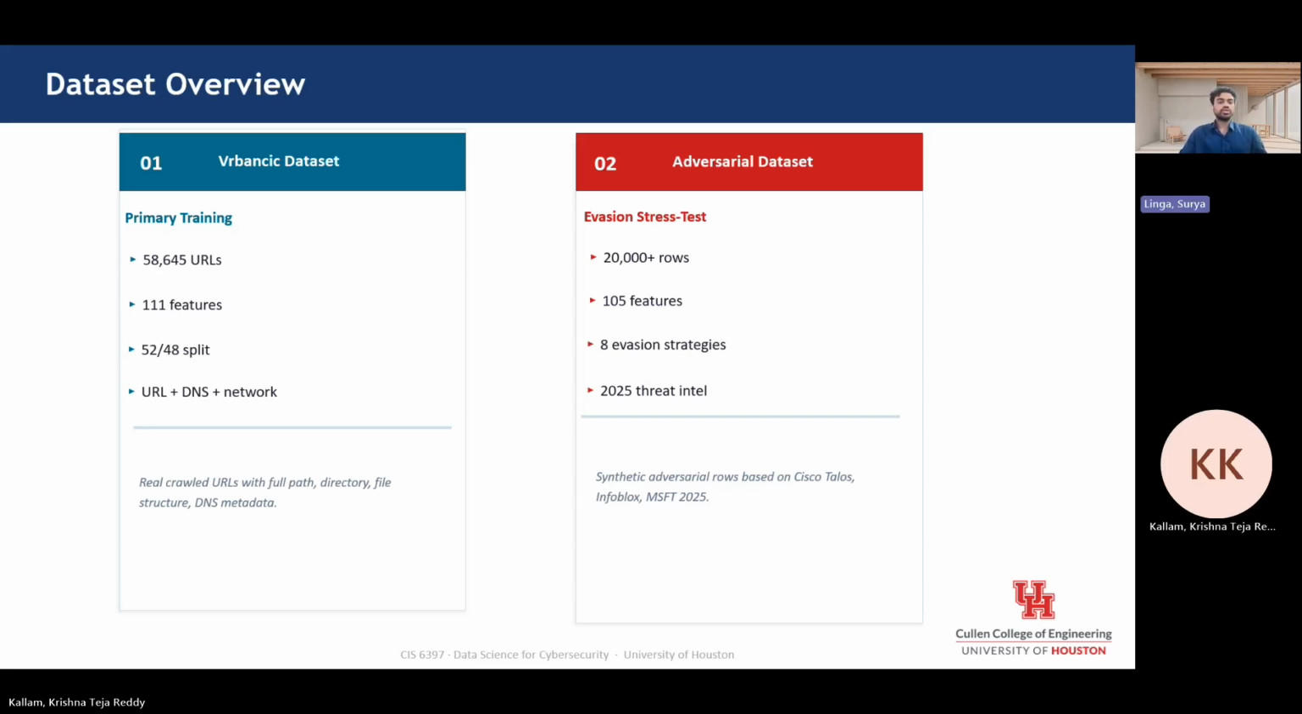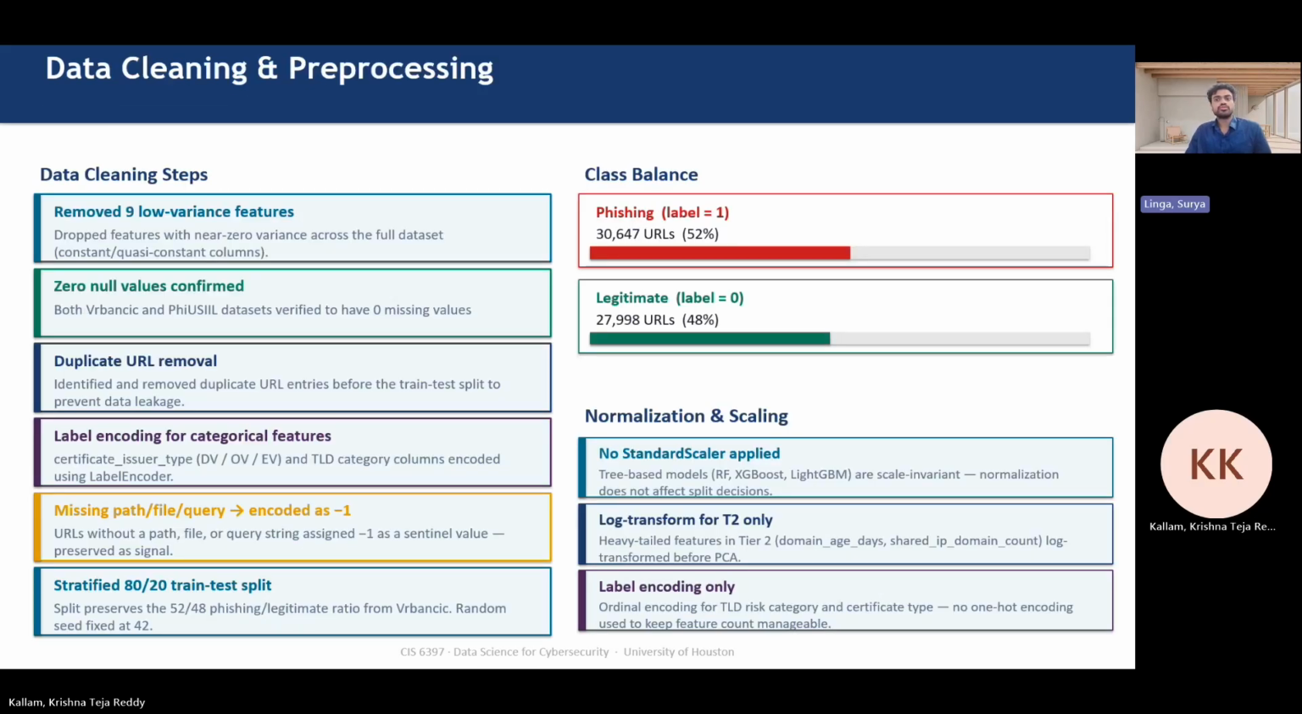Coming to data cleaning and preprocessing. Before training, we cleaned the data and removed 9 features that had the same value for almost every URL. Those are useless. We confirmed there were zero missing values, so no fill-in was needed. And we removed duplicate URLs before splitting. Otherwise, the same URL could appear in both training and testing, which could give us fake results. And we encoded text columns like certificate type into numbers. URLs with no path or query were given a negative value so that they don't hold a place.